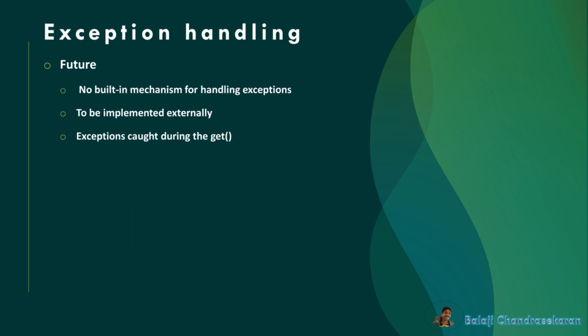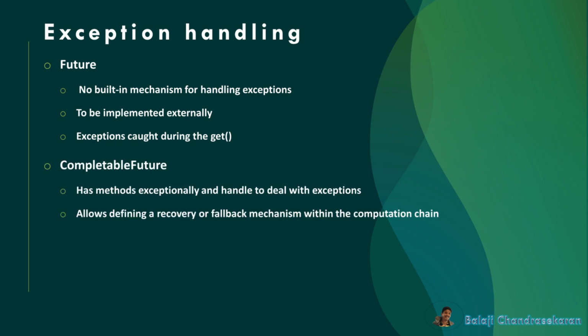Future does not provide a built-in mechanism for handling exceptions. Exception handling needs to be implemented externally. Exceptions are caught during the get method call. CompletableFuture provides methods like exceptionally and handle to deal with exceptions in a chain of asynchronous tasks. It allows defining a recovery or fallback mechanism within the computation chain.